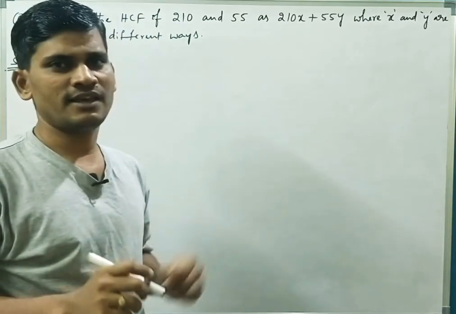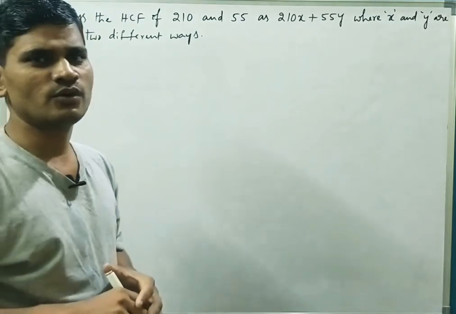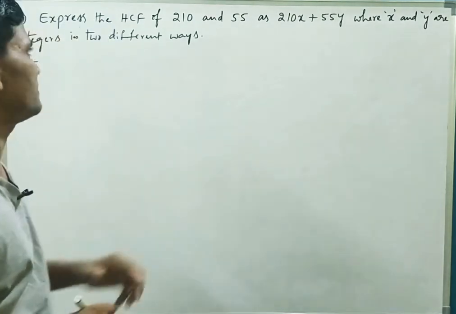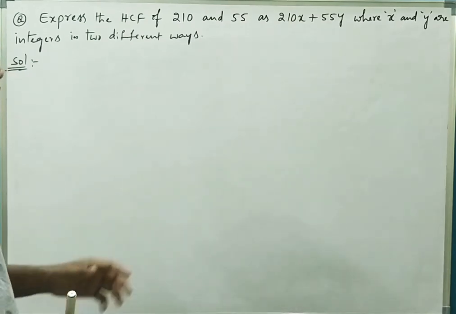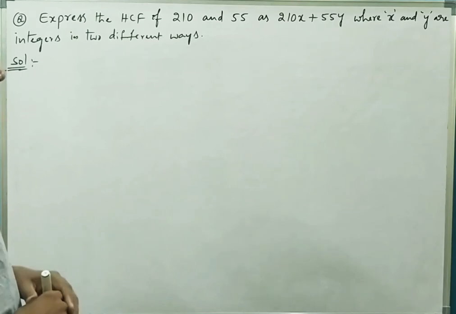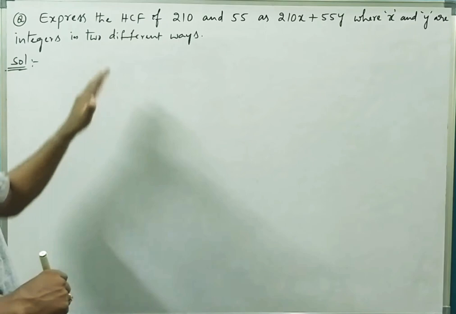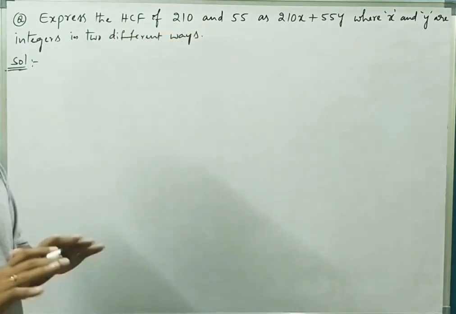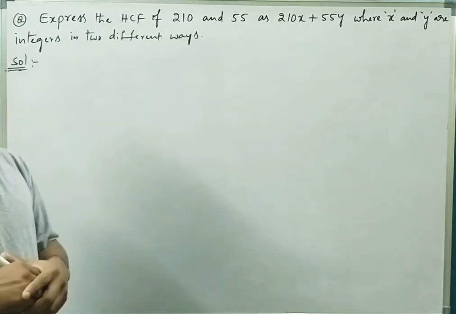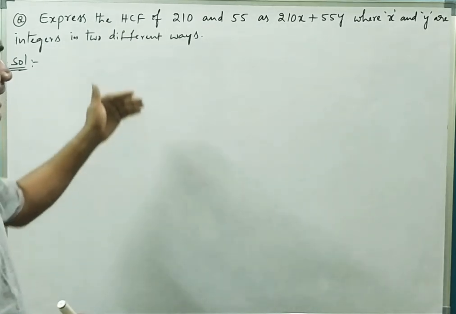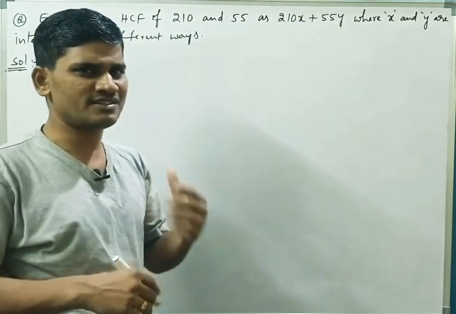Now let us see one interesting question from the real numbers that is based on Euclid's division algorithm. The question is, express the HCF of 210 and 55 as 210 into x plus 55y, where x and y are integers in two different ways. Here, finding the HCF of the given numbers is not at all a matter. By using the division method or Euclid division algorithm, you can easily find the HCF. Whereas, writing that HCF in terms of the given two numbers is somewhat an interesting task.